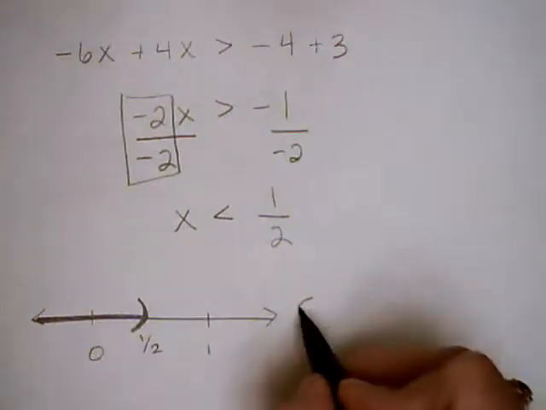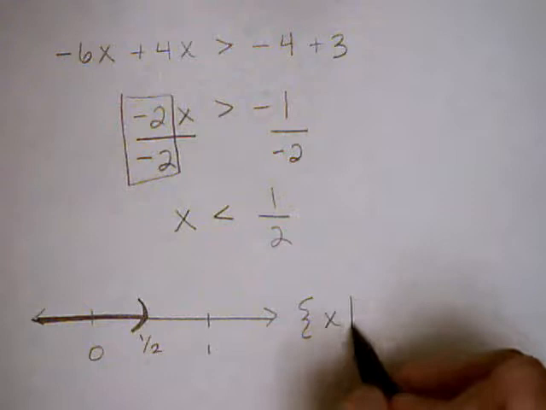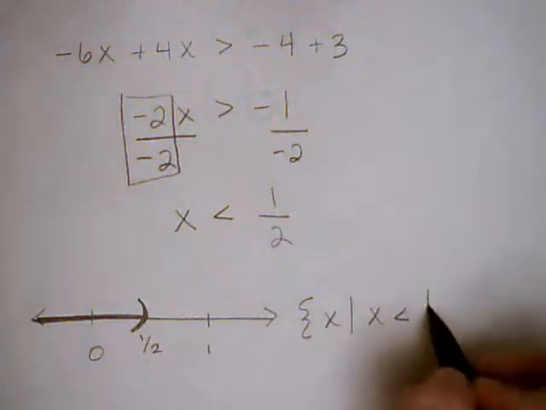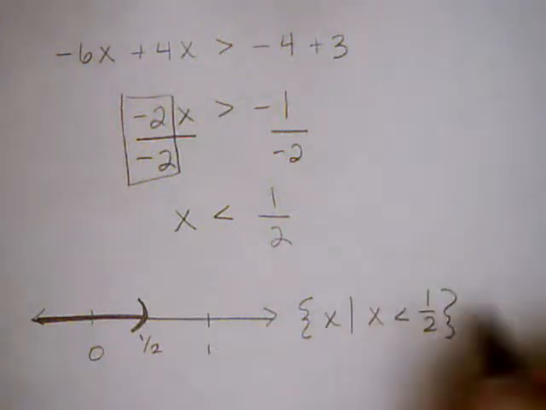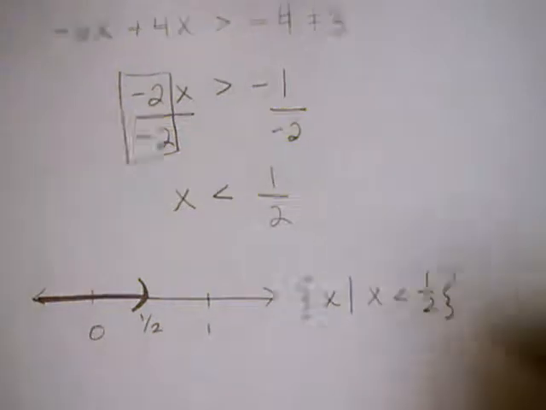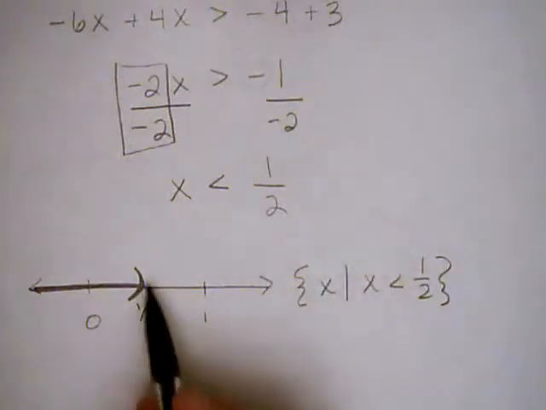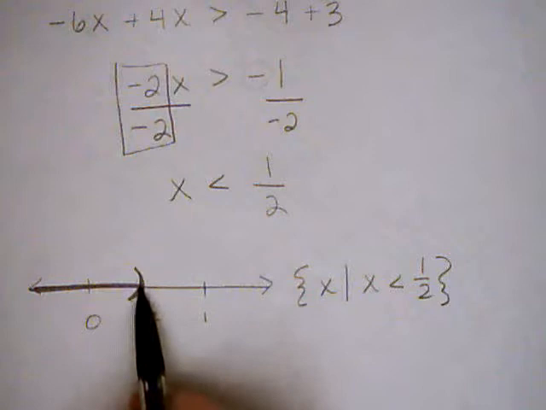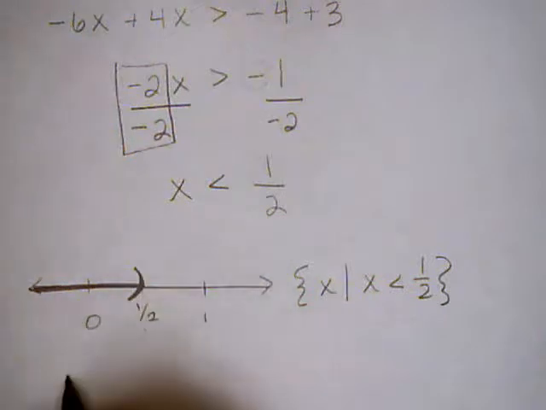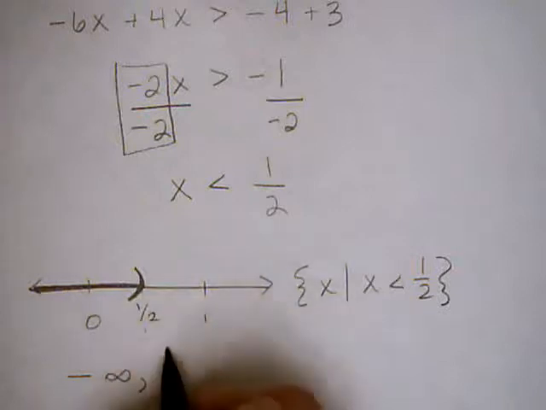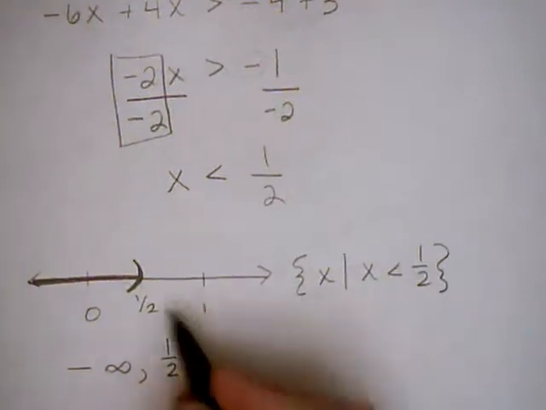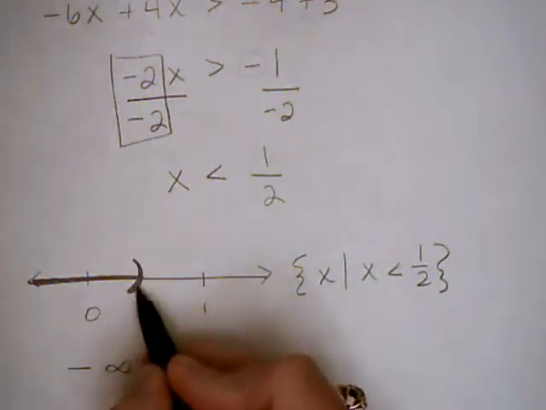Let me just remind you, this would be set notation, the set of all x such that x is less than 1/2. This would be interval. It's going to look just like my graph. If it's shaded to the left, negative infinity is going to be on the left, up to 1/2, and use the same symbol that's on the graph.